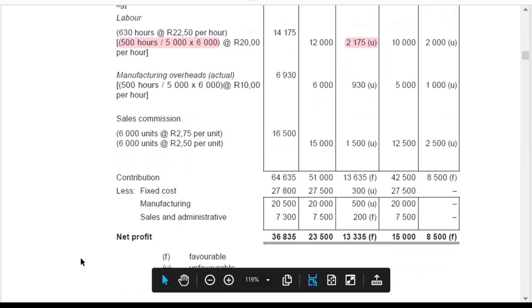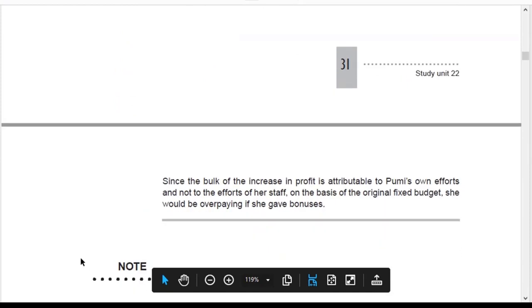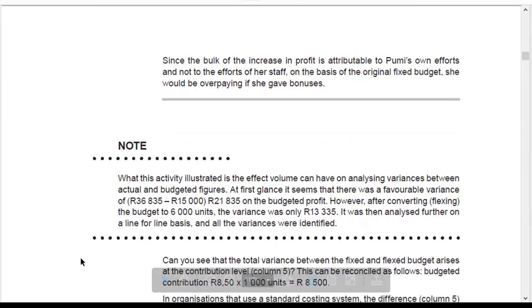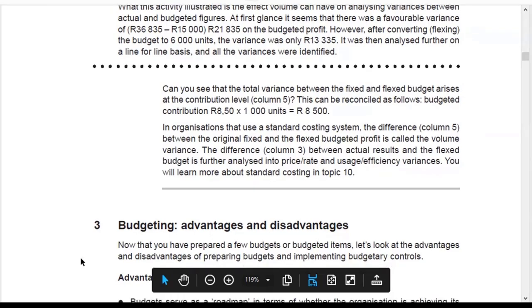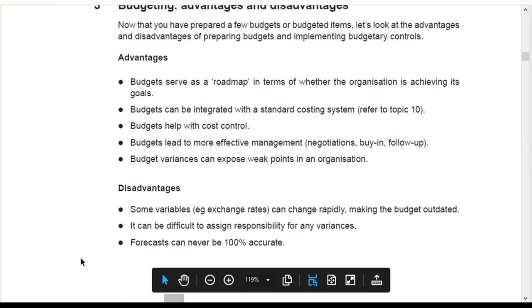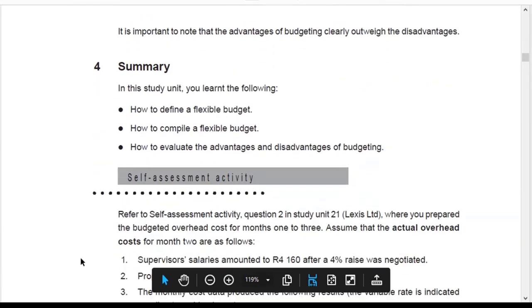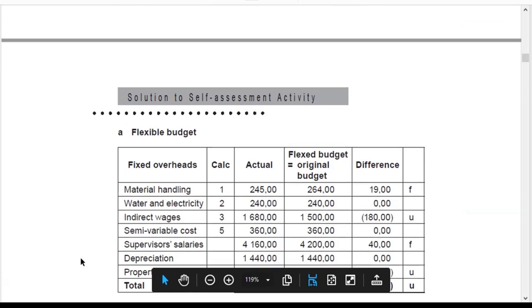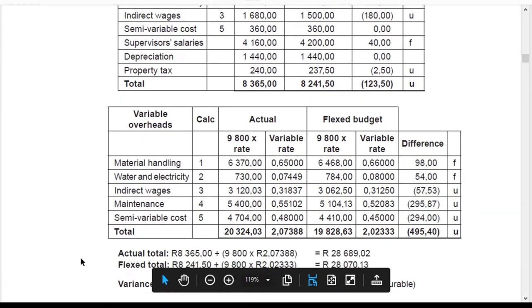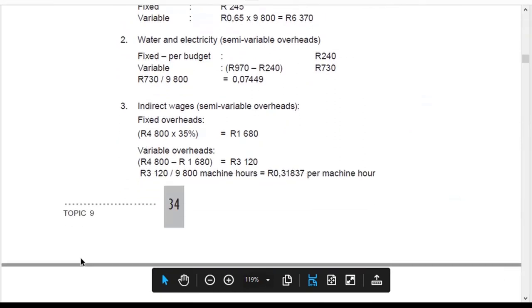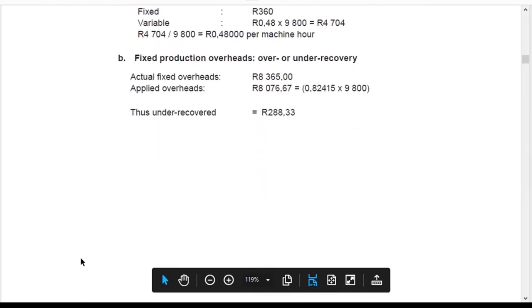A flex budget gives you a realistic forecasting as opposed to a fixed one, which is still important, but he's just saying that a fixed budget is sometimes a bit remote from what actually happened. It creates a huge gap between what actually happened and what was budgeted. You will read the advantages and disadvantages of having a budget, and also try your two examples to get an understanding of flexed and fixed.